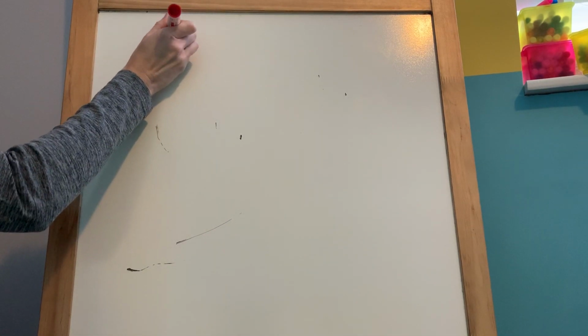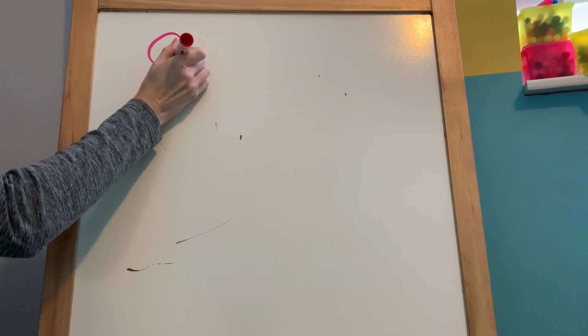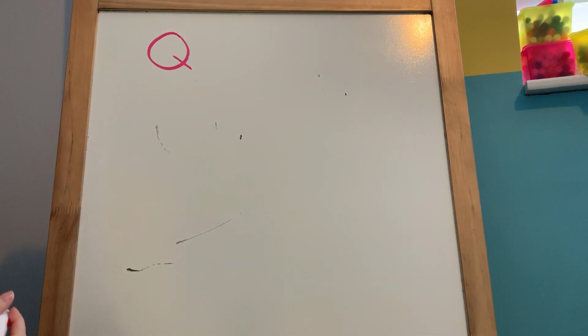Hey guys, let's look at what our letter is for this week. We have the letter Q. Q, do you know what sound Q says? K, K, K. Usually Q also has a U by it, so it sounds like kwa, kwa, kwa.